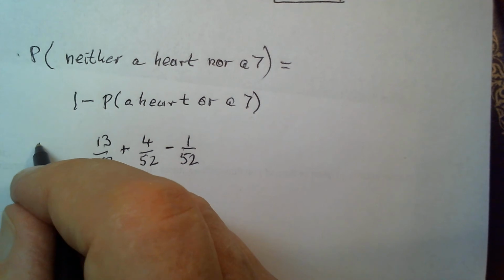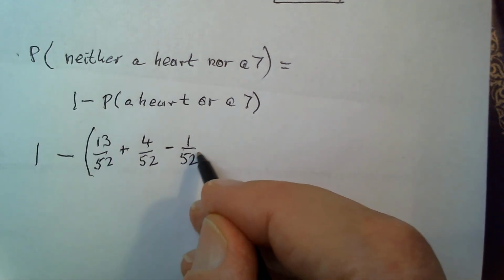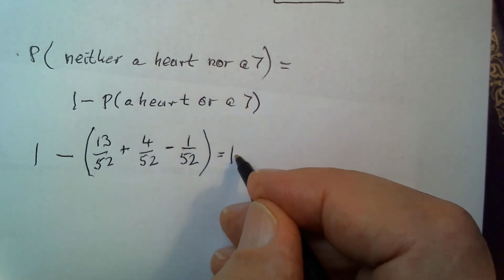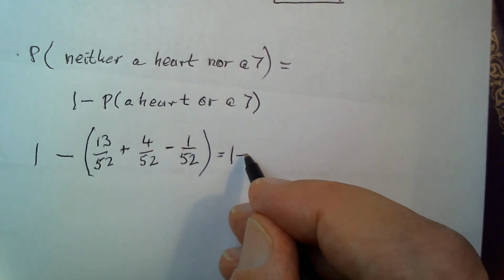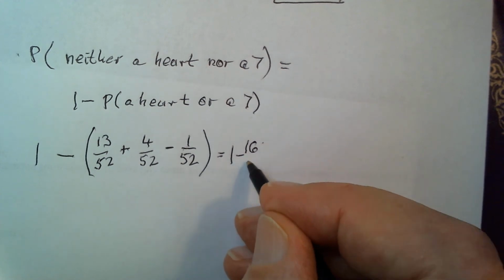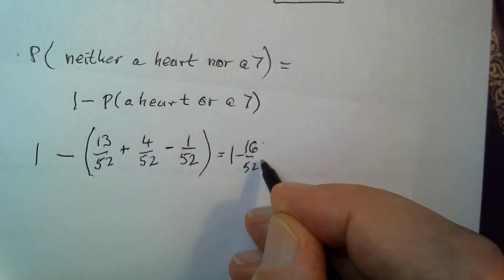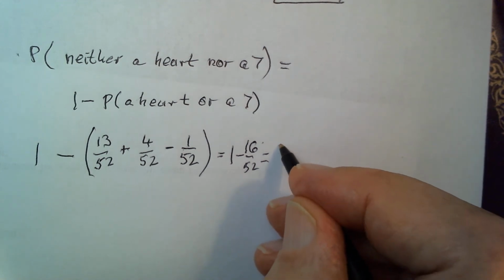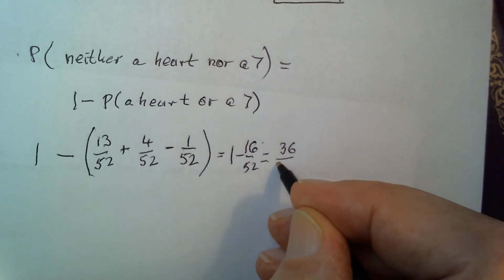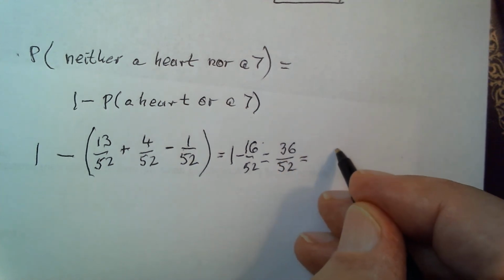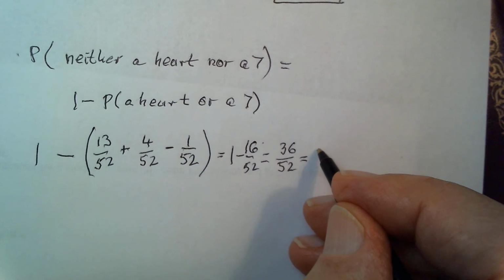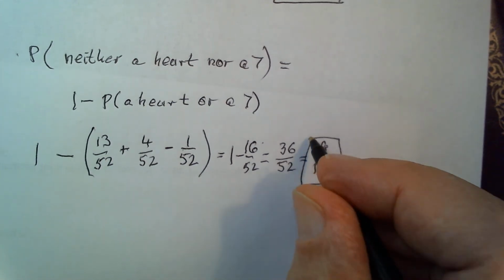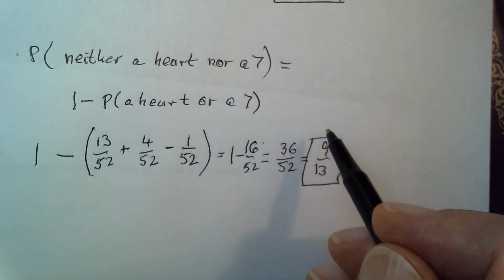So we have 1 minus this expression, and so that would be 1 minus 16 divided by 52, and so that is equal to 36 divided by 52, or equal to 9/13. So that is the probability of selecting neither a heart nor a 7.